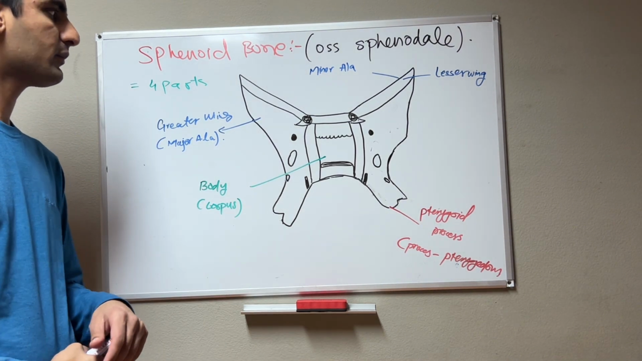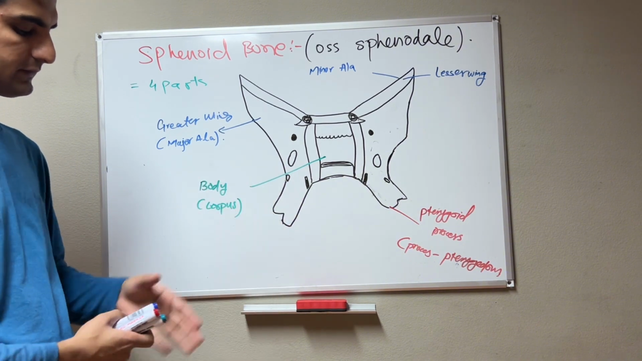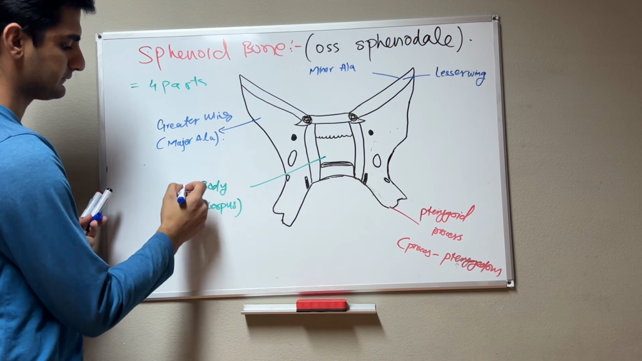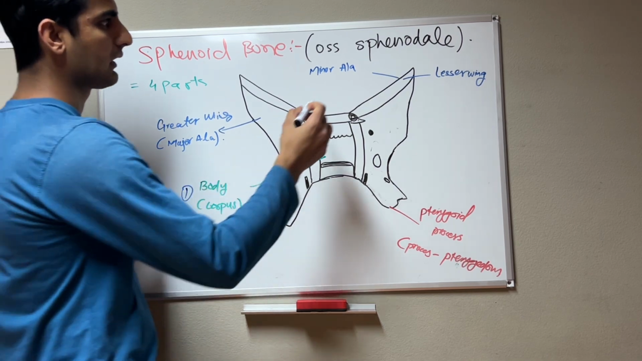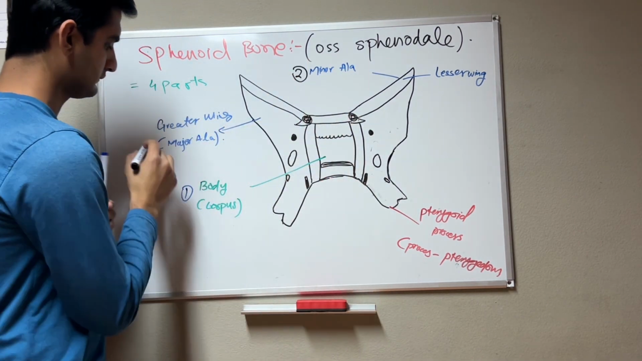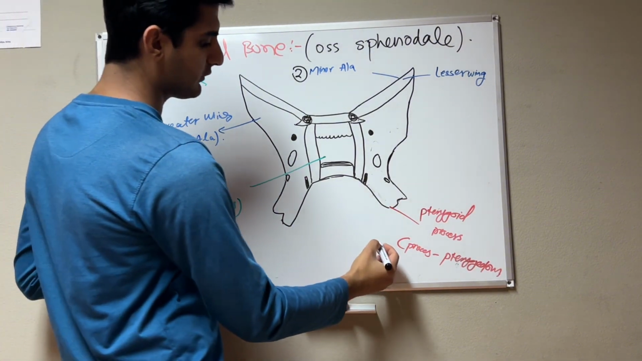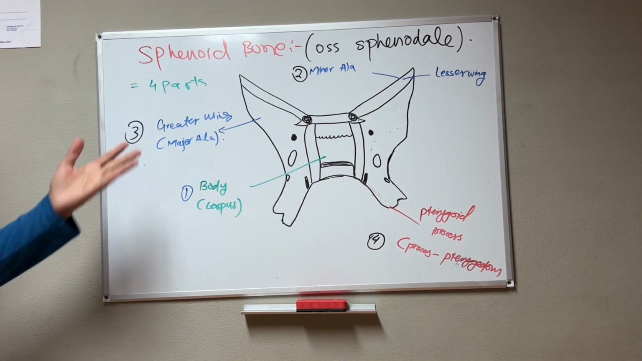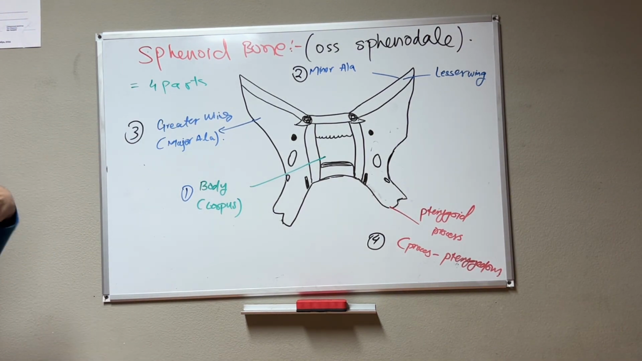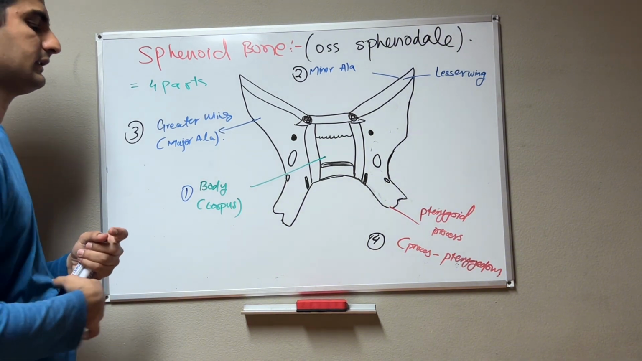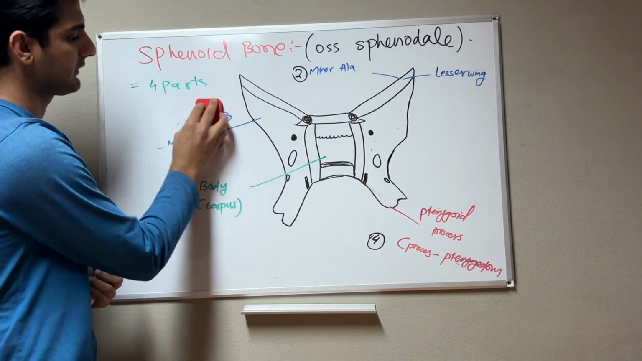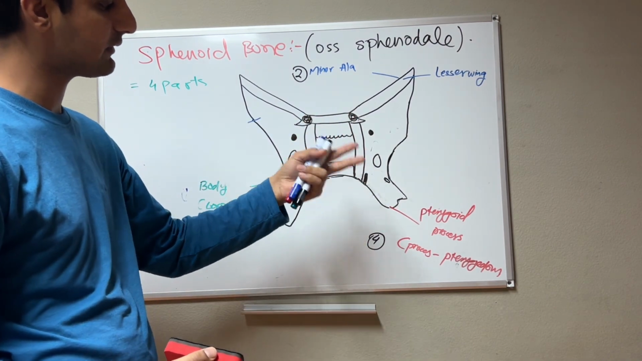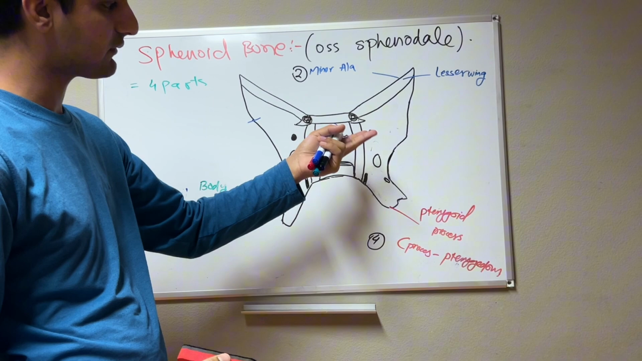The sphenoid bone consists of 4 parts: first, body, corpus; second, lesser wing; third, greater wing; and 4th is the pterygoid process, which is located in the external skull. Now we know which part is the lesser wing, which is the greater wing, and where the body is located.